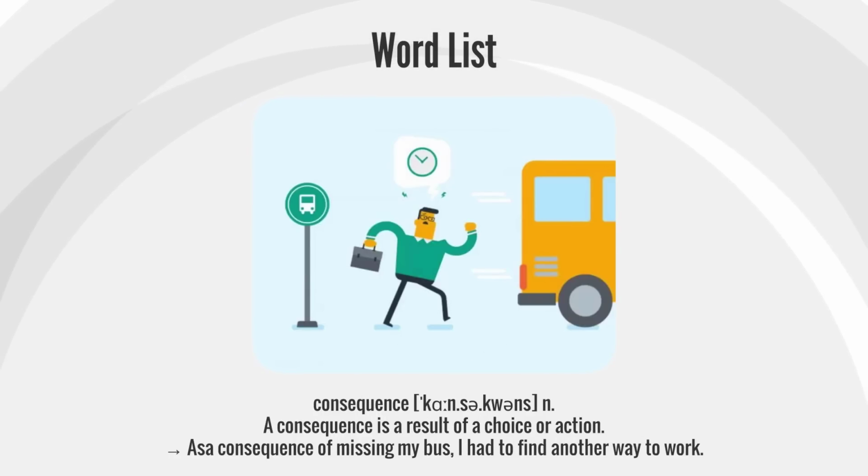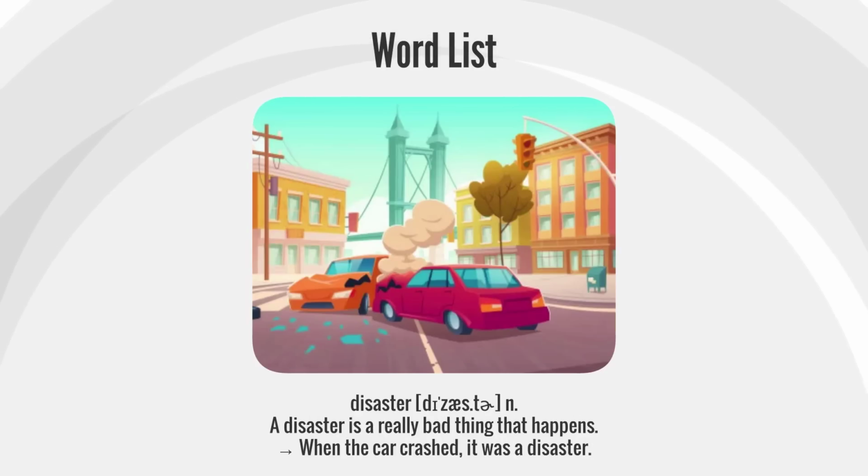Consequence. A consequence is a result of a choice or action. As a consequence of missing my bus, I had to find another way to work. Disaster. A disaster is a really bad thing that happens. When the car crashed, it was a disaster.